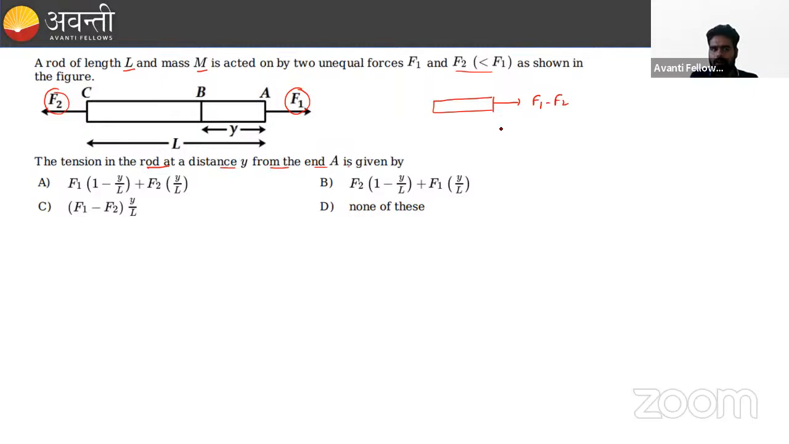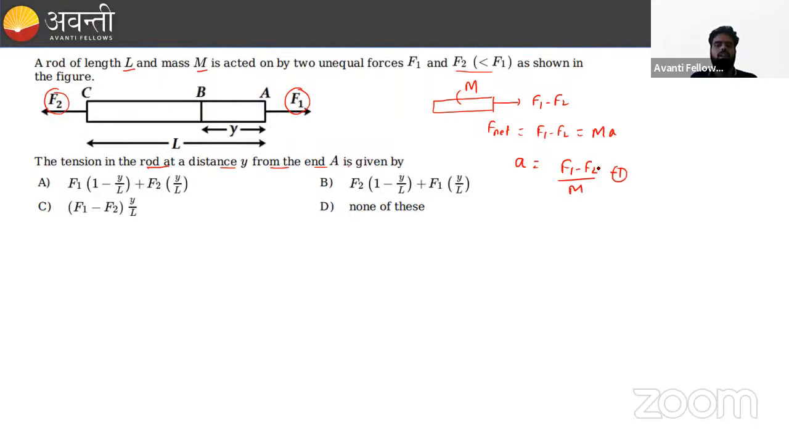If the rod is uniform and the mass of the rod is given, that is capital M, then according to Newton's second law, F net equals mass into acceleration. F net is nothing but F1 minus F2, acting in the rightward direction. So this becomes M into a. In this manner, the value of acceleration is written as F1 minus F2 upon M.